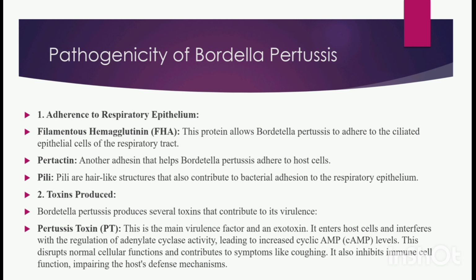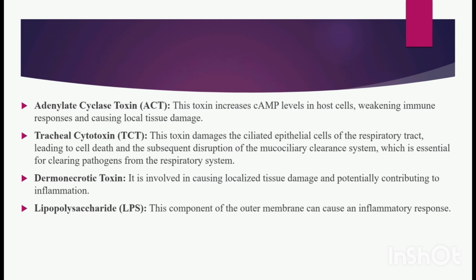Toxins produced. Bordetella pertussis produces several toxins that contribute to its virulence. Pertussis toxin: this is the main virulence factor and an exotoxin. It enters host cells and interferes with the regulation of adenylate cyclase activity, leading to increased cyclic AMP levels. This disrupts normal cellular functions and contributes to symptoms like coughing. It also inhibits immune cell function, impairing the host defense mechanisms.